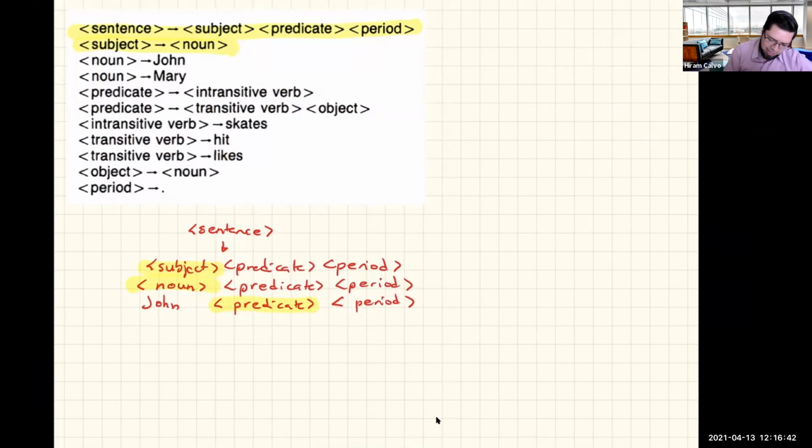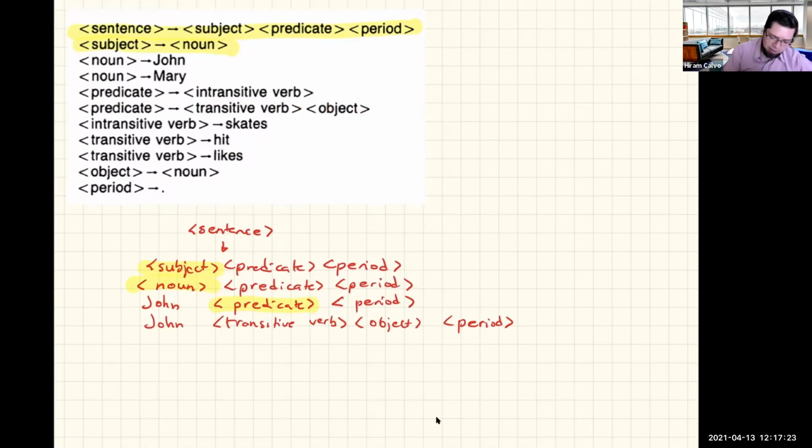So let's rewrite our predicate as a transitive verb, just to have more fun. So John, and then a transitive verb followed by an object, and then again the period. Observe that the part that I am changing is only the one that is highlighted. So the predicate becomes transitive verb and object, just as this rule says. I'm just rewriting the previous part of the sentence according to these rules.